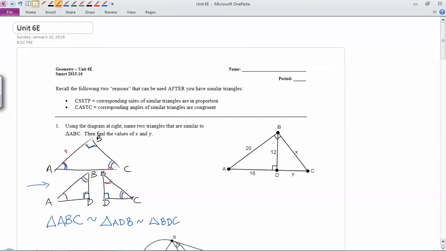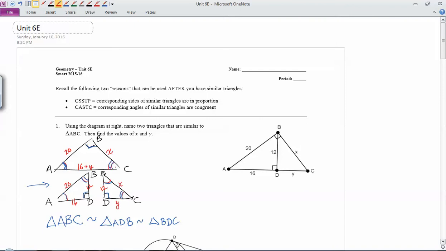So let's see. This side is 20. This one is x. AC is 16 plus y there. And then down on the bottom we've got AB is 20 again. The height DB is 12. AD is 16. This one's still 12. X here and y here.